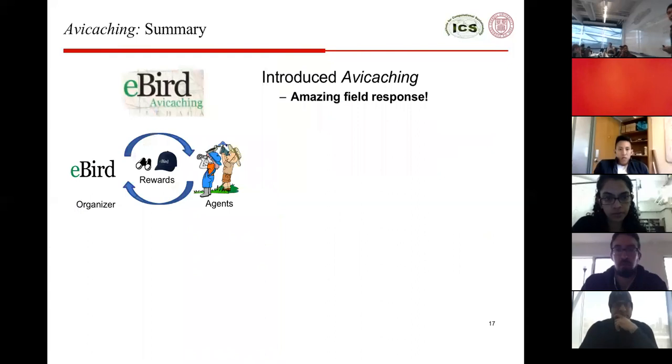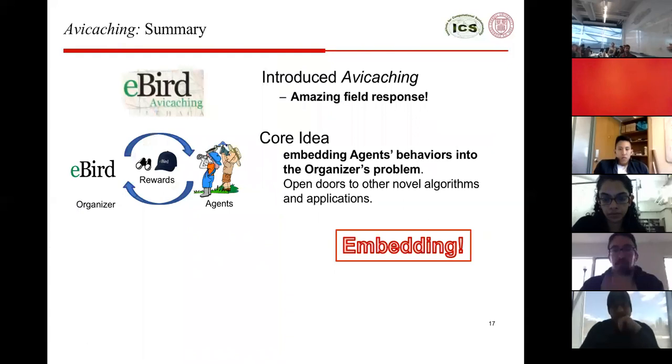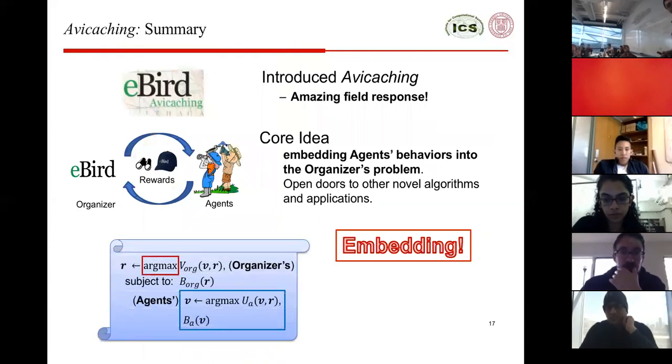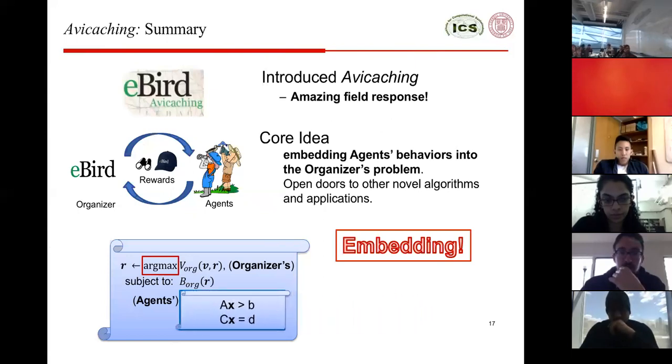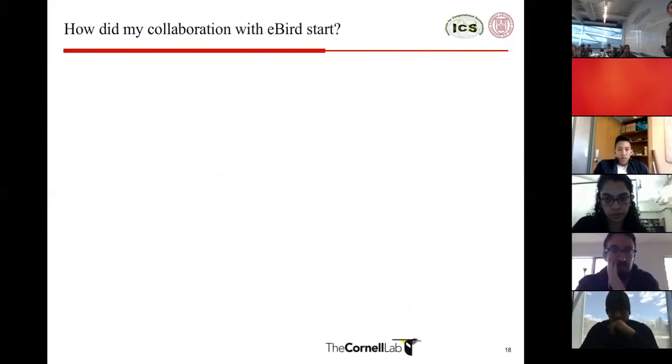So I introduced Avicaching, which received an amazing field response. And I would like to emphasize again that the core idea behind the Avicaching game is the idea of embedding. We start with this bi-level optimization problem, and we have this agent optimization inside this global problem. And so it is a bi-level optimization problem. What we propose is to approximate the agent decision process using a set of linear constraints. And then we embed this linear constraint into the bi-level optimization problem. And then it becomes a single optimization.